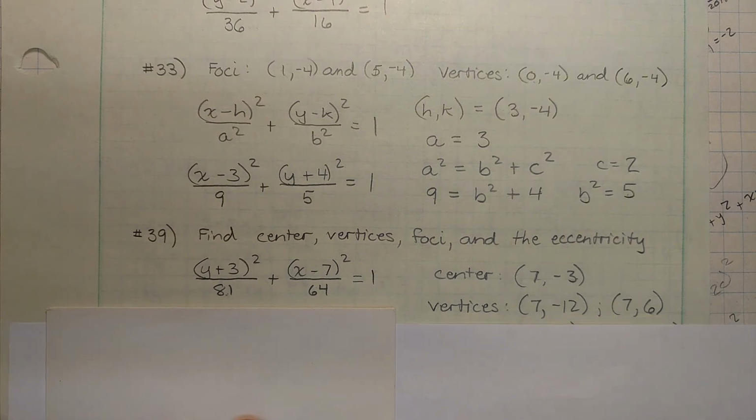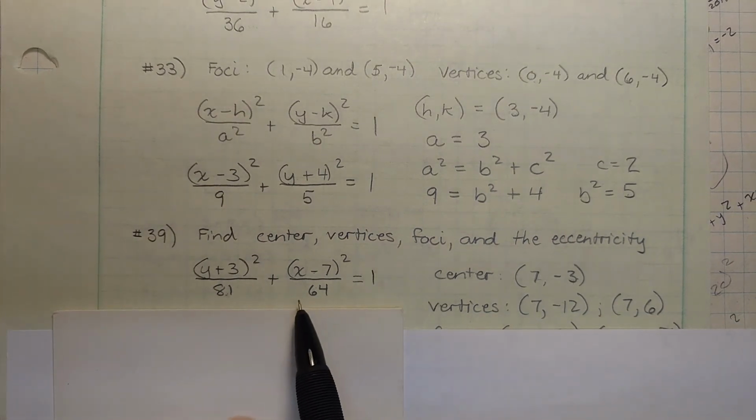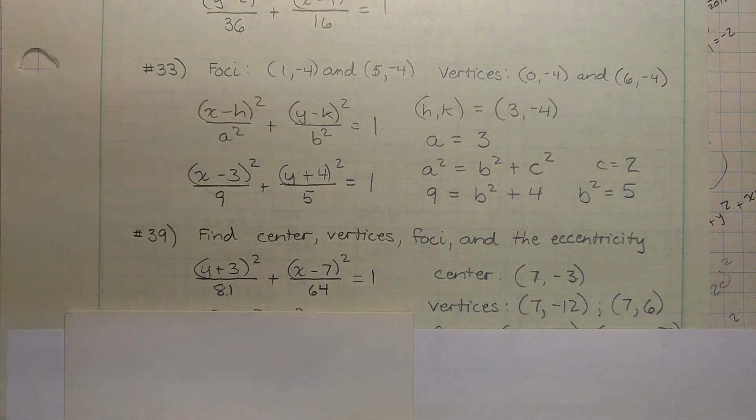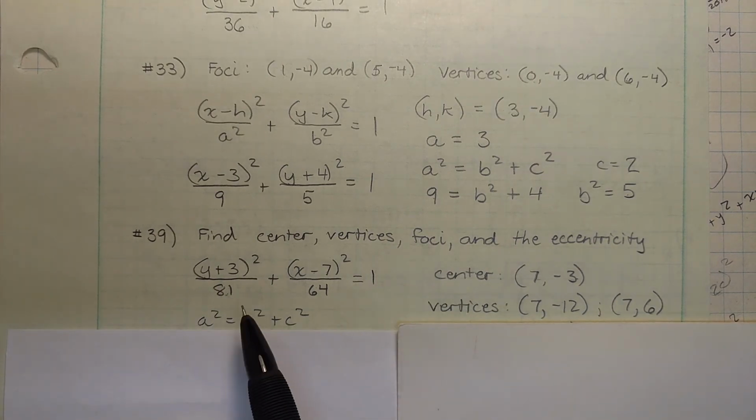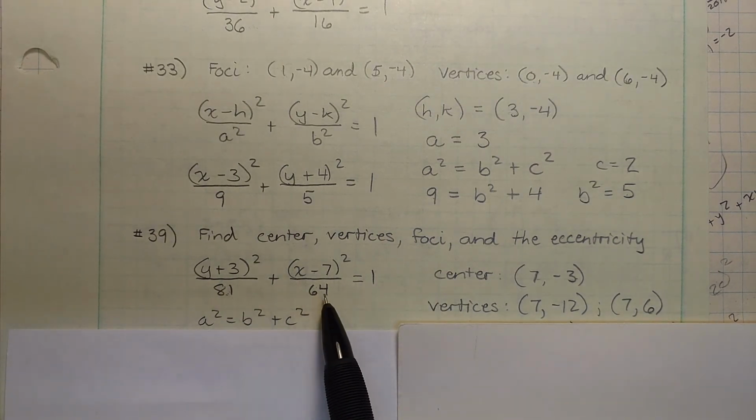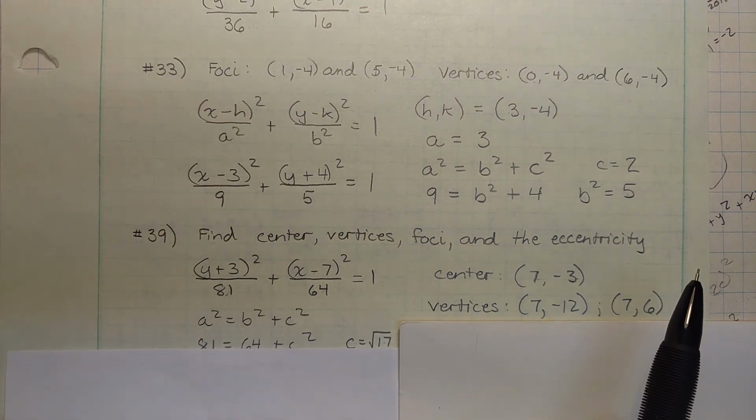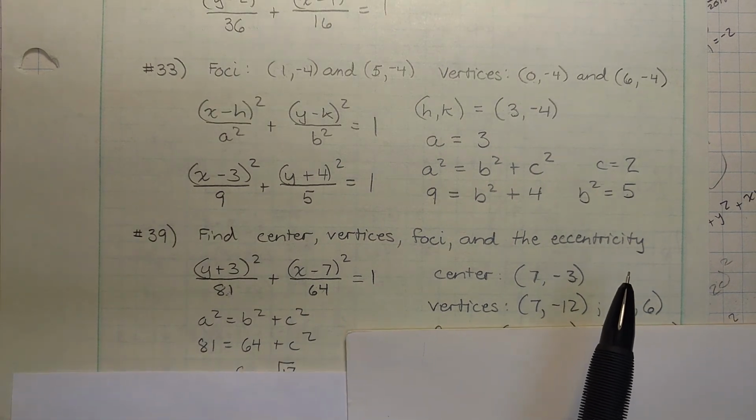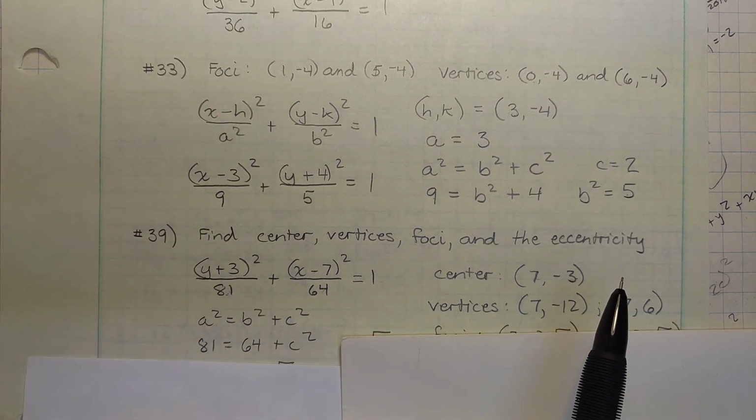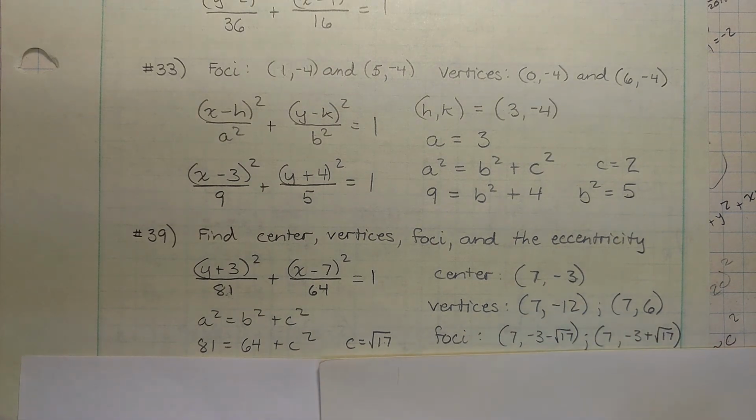Now I need my foci. To get my foci, I don't have the c value. I must use my Pythagorean relation. So there's my Pythagorean relation. And I know a squared is 81, b squared is 64, so I can substitute in and solve for c. I know that the c there is the square root of 17.